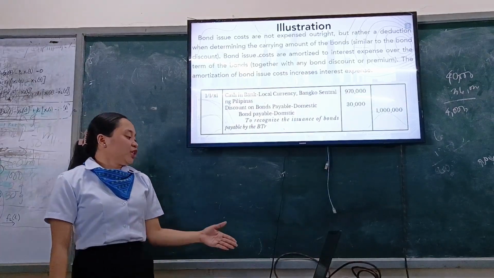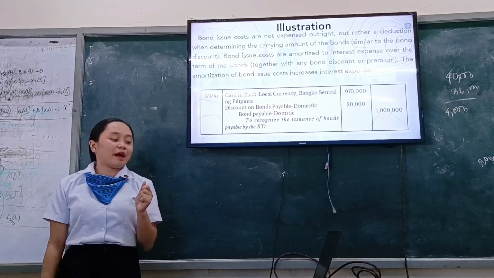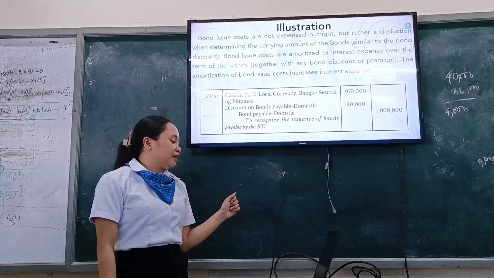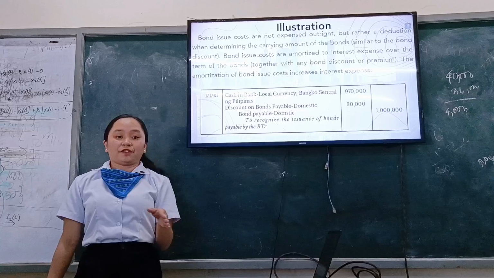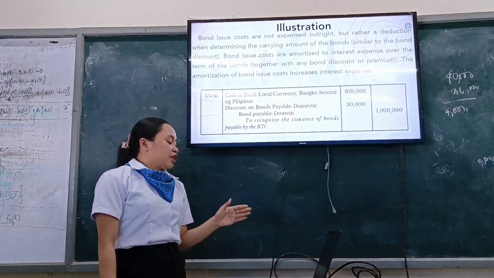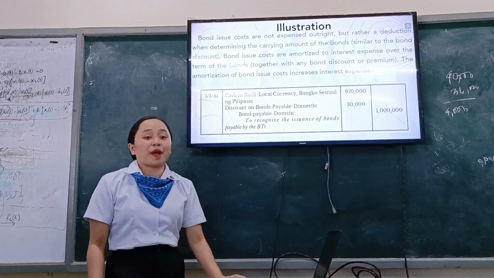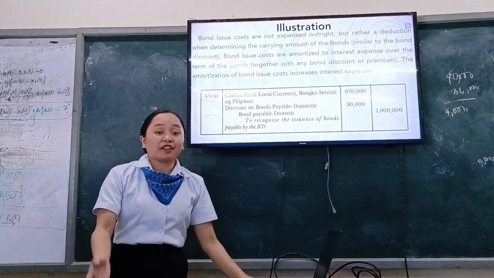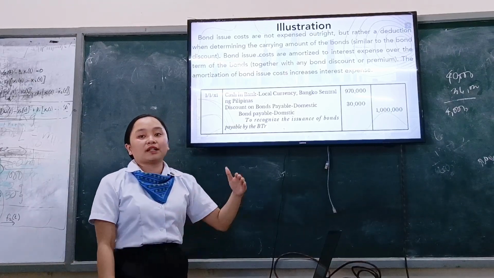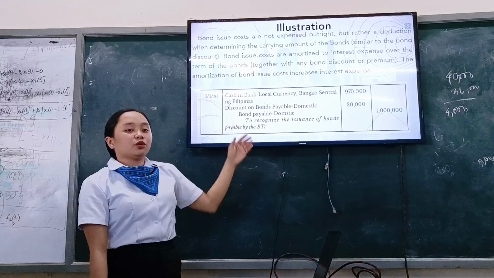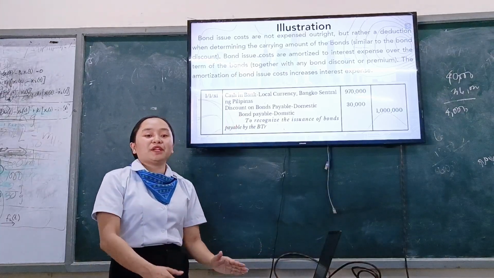So, the bond issue costs are not expensed outright, but rather are a deduction when determining the carrying amount of the bond, similar to the bond discount. So, bond issue costs are amortized to interest expense over the term of the bonds. The amortization of bond issue costs increases interest expense. So, as we can see on the other slide, the bond issue cost is not expensed outright. Rather, we subtract it to determine the carrying amount.